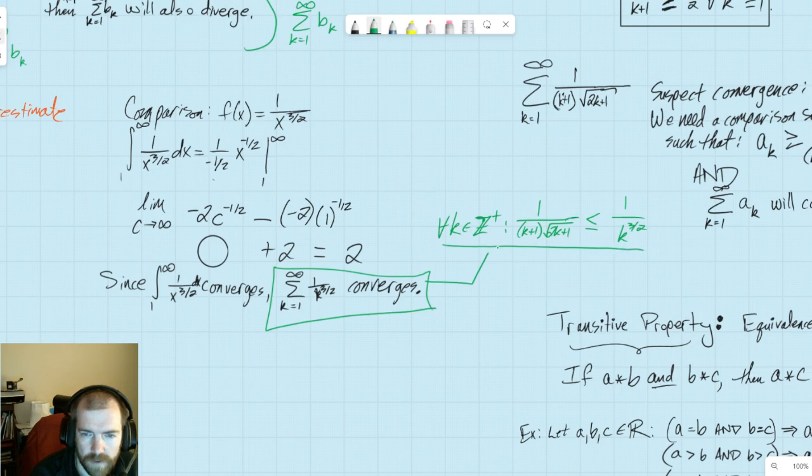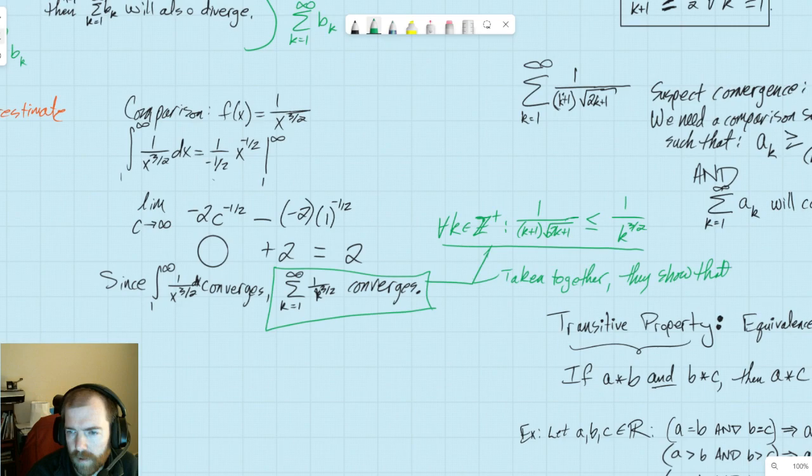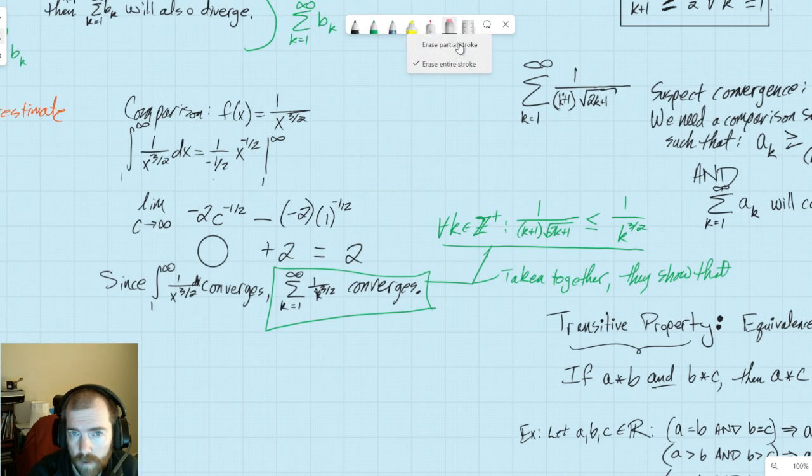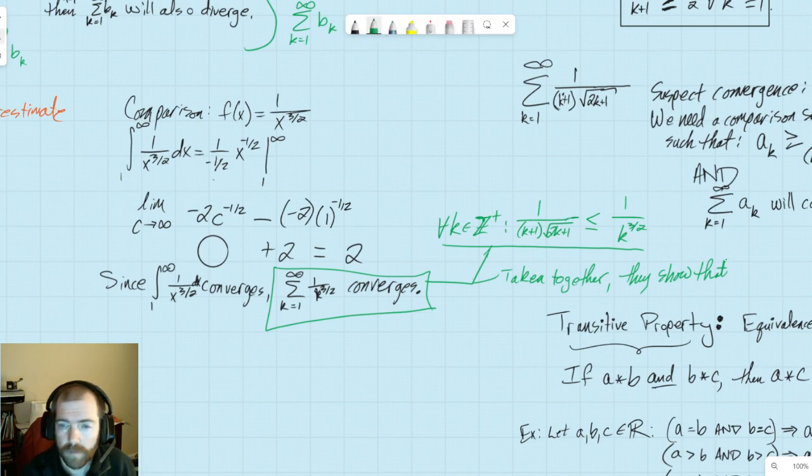So these two things taken together show that the sum, as k goes from 1 to infinity, of 1 over k plus 1 times the square root of 2k plus 1 will converge.